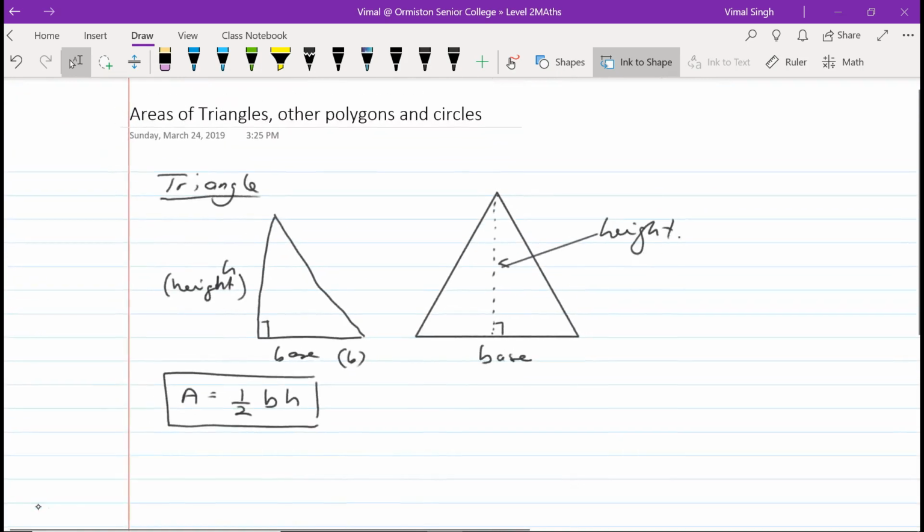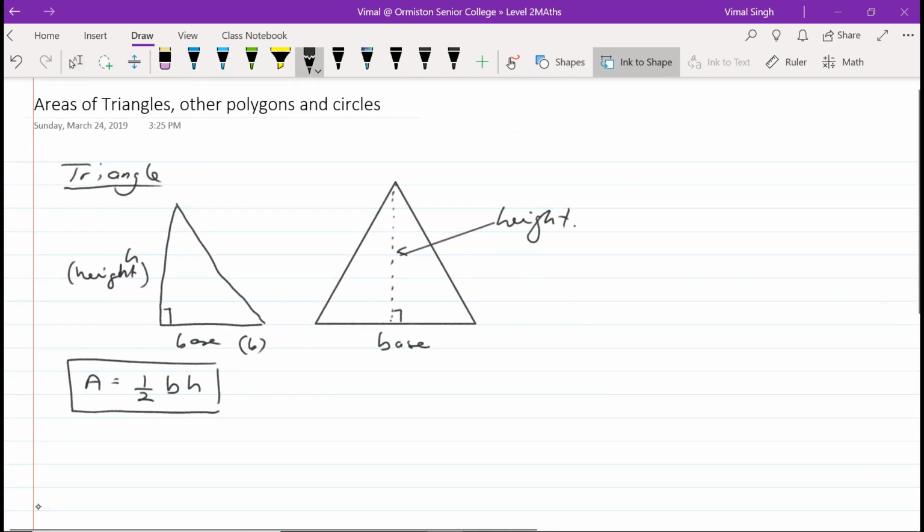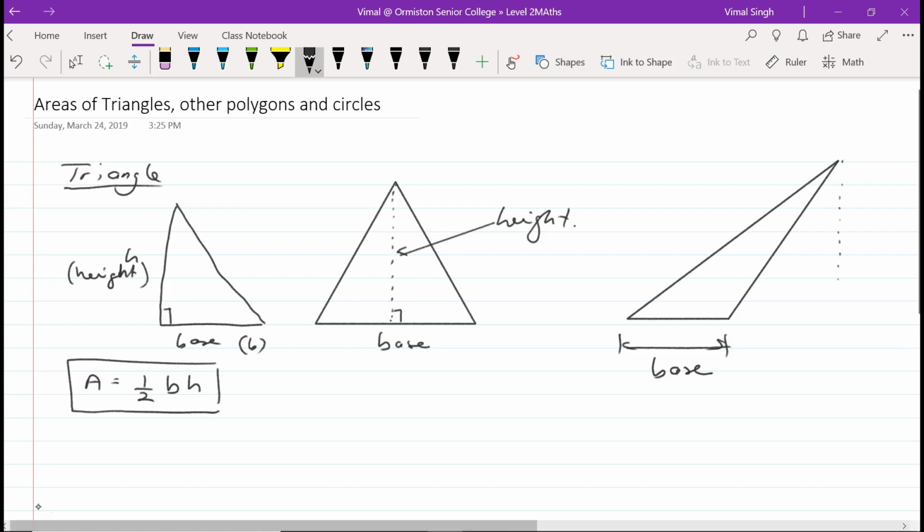And if the triangle is somewhat like this, I'm running out of space over here, so let me squeeze this in somewhere. Let's try again. I think this is too tilted. Let's try that. Okay, here we go. I'll consider that to be the base, and the height is from here all the way down. If I extend the base in this direction, this is the height.